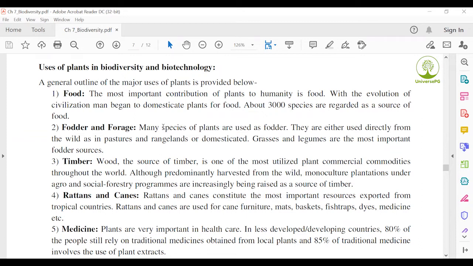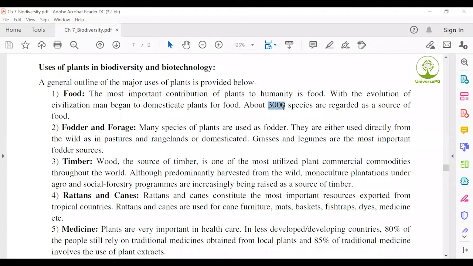You know, we get different types of food from plants. Leaf: we use plant leaves as a vegetable. Plants are directly used as a vegetable. Plant fruits are used as a vegetable. The most important contribution of plants to humanity is food. With the evolution of civilization, man began to domesticate plants for food.